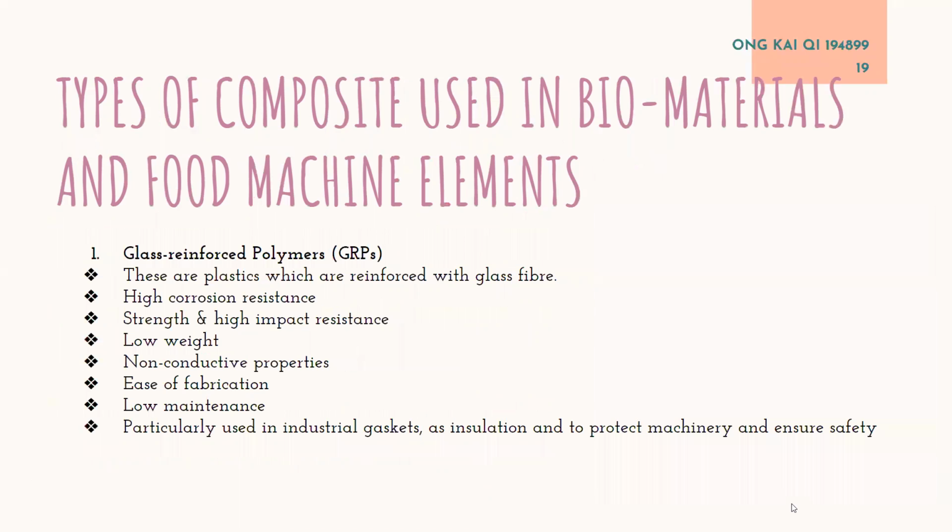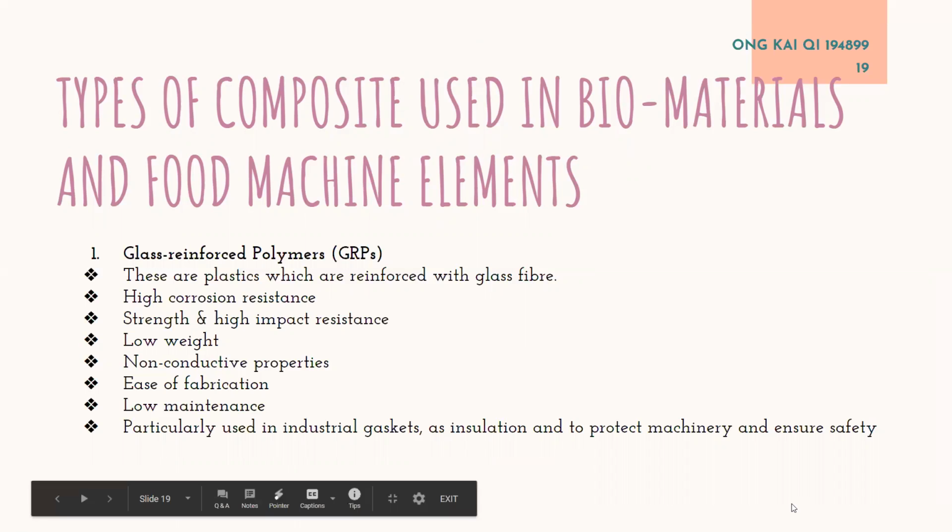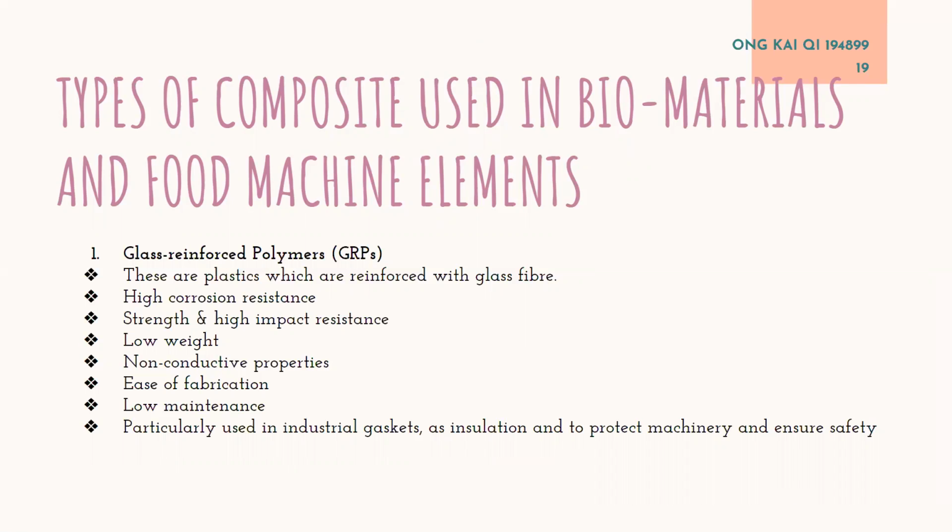Types of composite used in biomaterials and food machine elements. First is glass reinforced polymers, the short form is GRP. These are plastics which are reinforced with glass fiber. They have high corrosion resistance, strength, and high impact resistance. They are very low weight, non-conductive, easy to fabricate, and low maintenance. Particularly, they are used in industrial gaskets as insulation and to protect machinery and ensure safety.